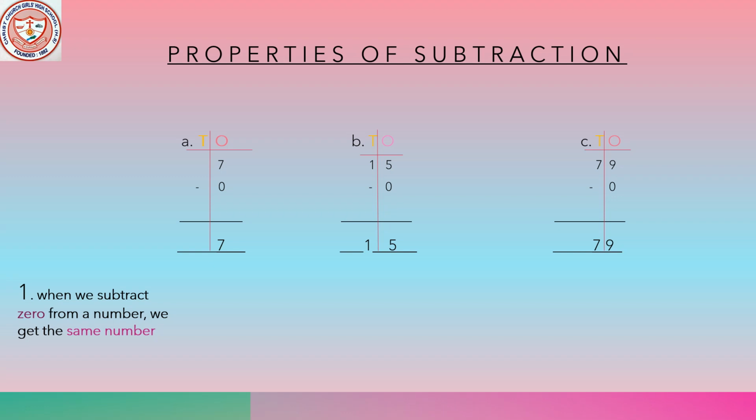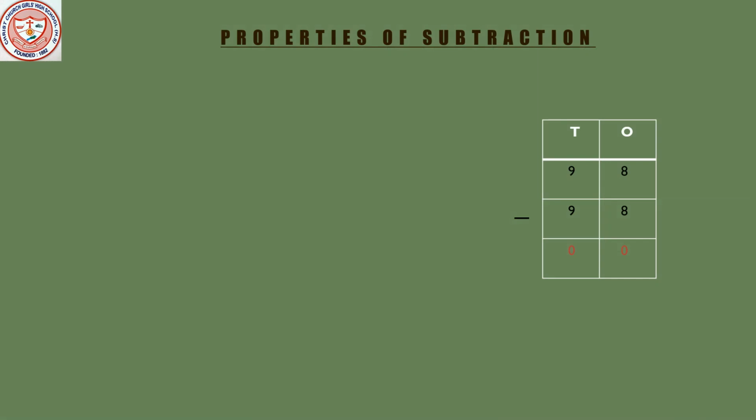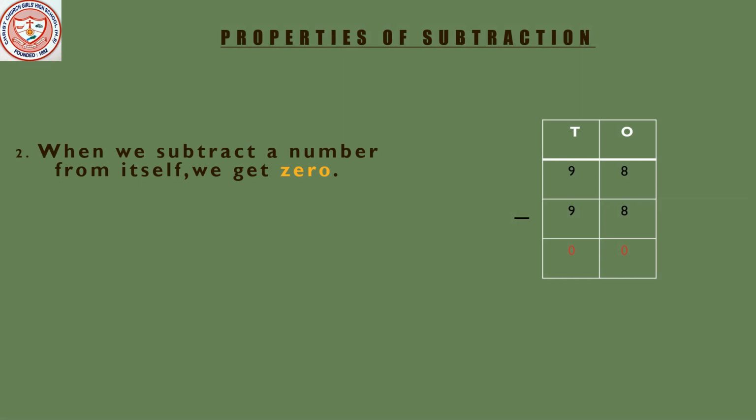Number 2. When we subtract a number from itself, we get 0. Here, 98 minus 98. What will we get? We will get 0.